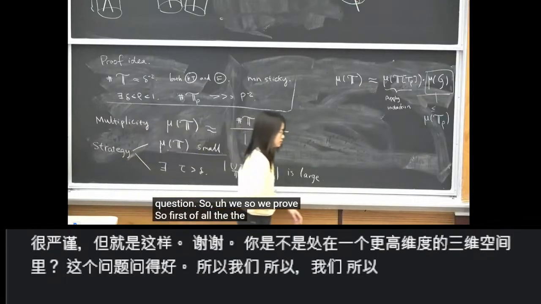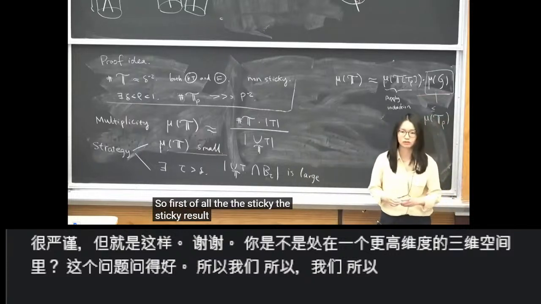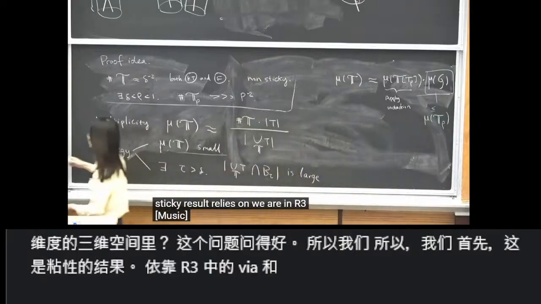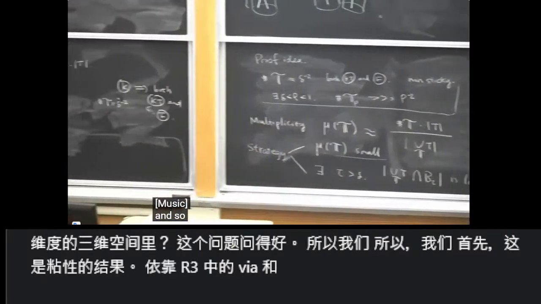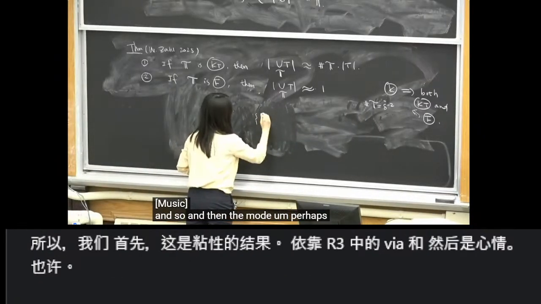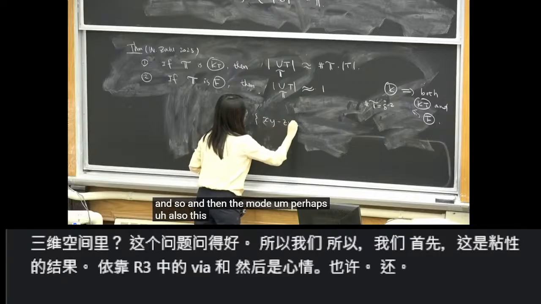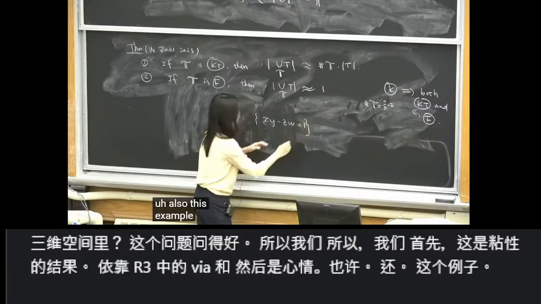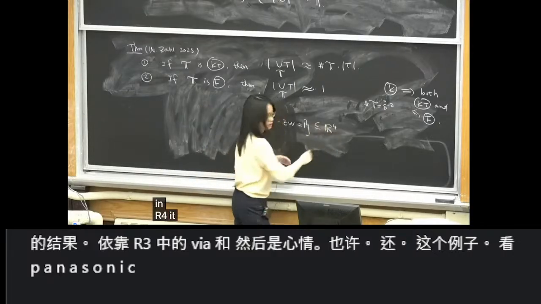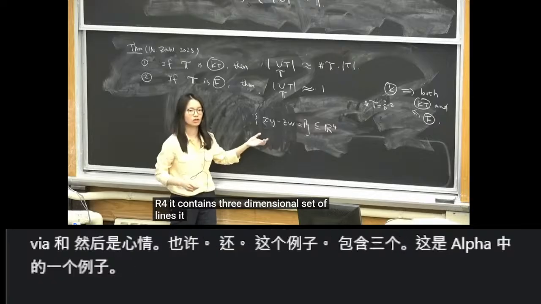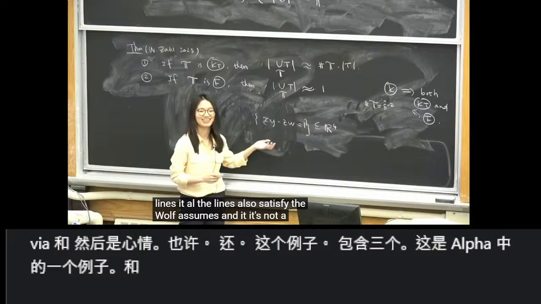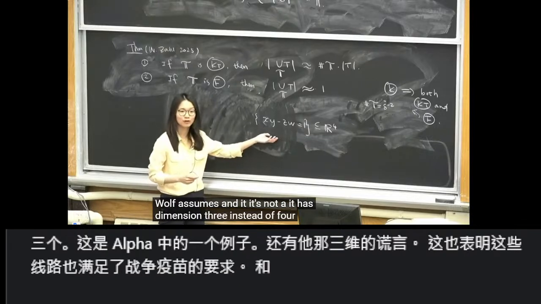So first of all, the sticky results rely on the fact that we are in R3. Also, this example is an example in R4. It contains a 3-dimensional set of lines. The lines also satisfy the Wolff axioms, and it has dimension 3 instead of 4.